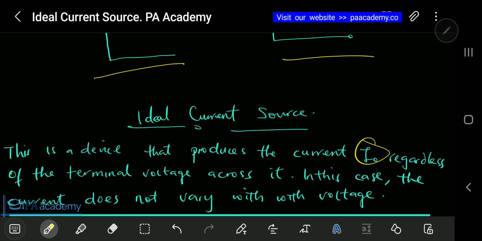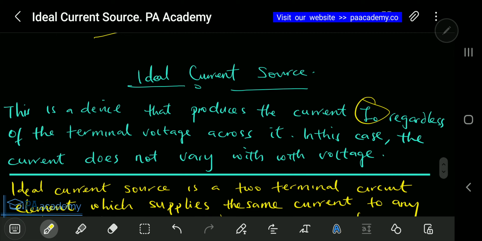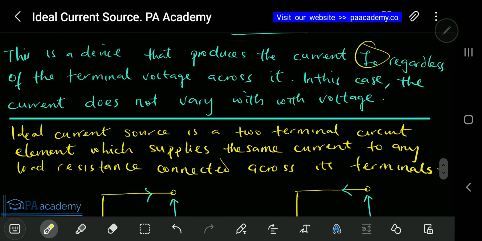Exactly. So basically, the concept of an ideal current source is similar to that of an ideal voltage source. The only difference now is that we are looking at current. Exactly. We are looking at it with respect to current. So now let's look at this other definition I have. This definition is actually from Circuit Globe. It says an ideal current source is a two-terminal current element which supplies the same current to any load resistance connected across its terminal. Exactly. So it supplies the same current to any load resistance connected across its terminal.